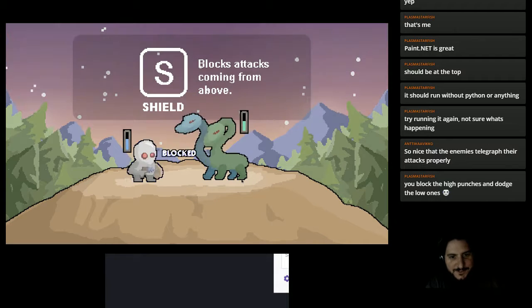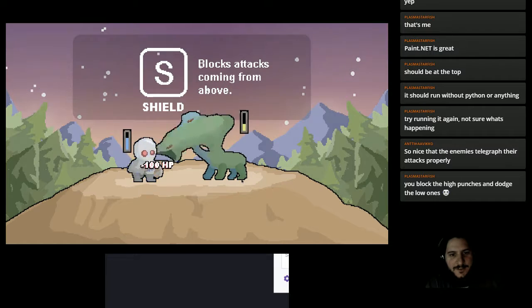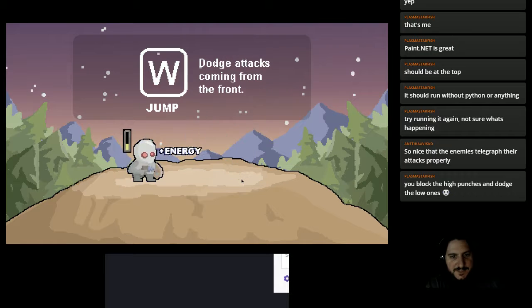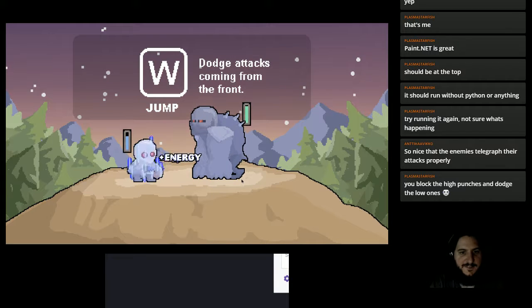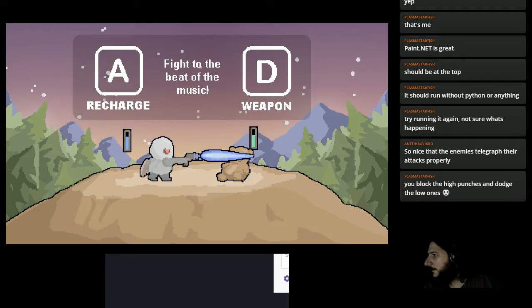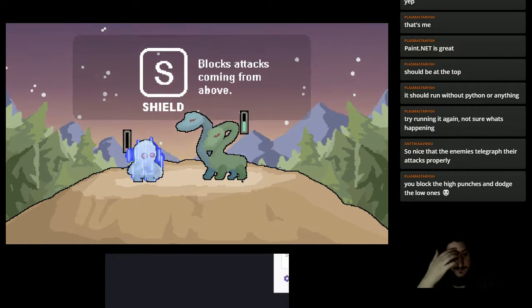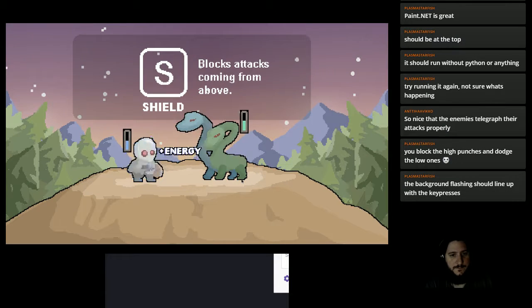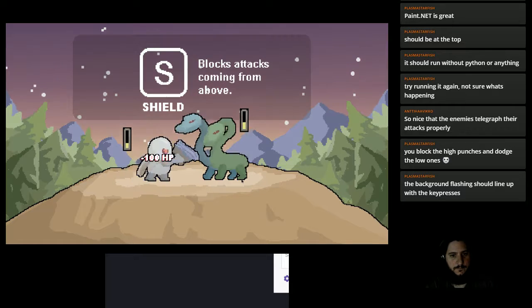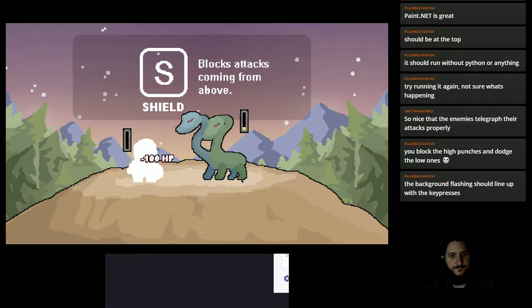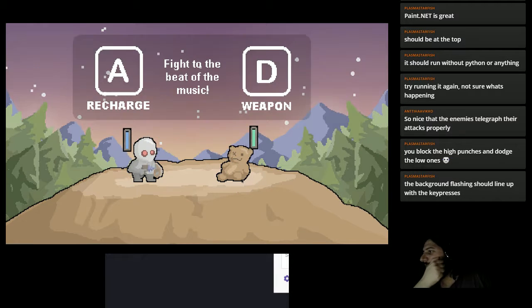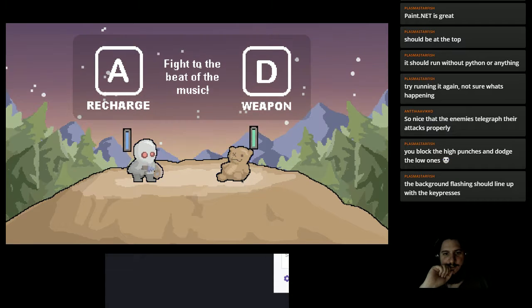So is there a visual clue for the sound, because I'm not good with the beat, to detect the beat of this music. So for instance, every time they do that, is it a key press? You block the high punch and dodge the low one. Okay. Flashing should line up with the key press. Aha! It's much slower than I was going.